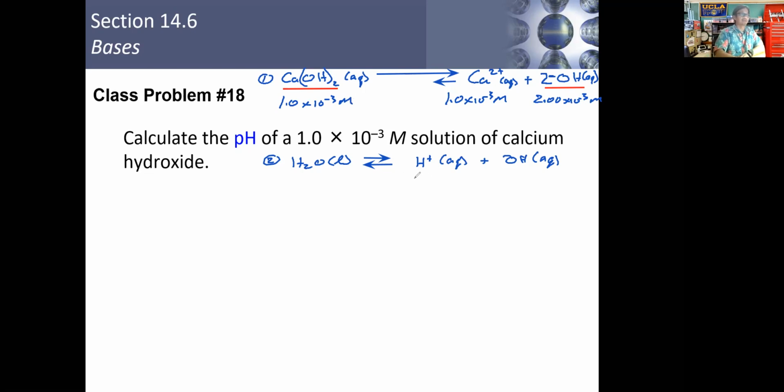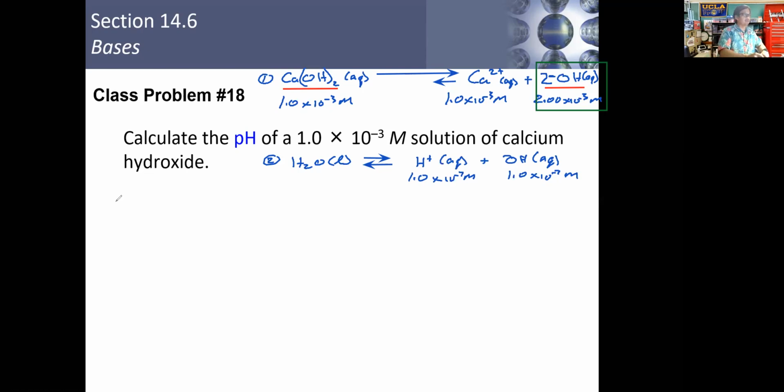Okay. All right, so down here, the second equilibrium, we only get 10 to the minus 7 molar of hydrogen ions and 1 times 10 to the minus 7 molar of hydroxide. So again, the primary source of hydroxide ions will be from the dissociation of calcium hydroxide right here. So that's going to be our primary source of hydroxide ions. Okay. All right.